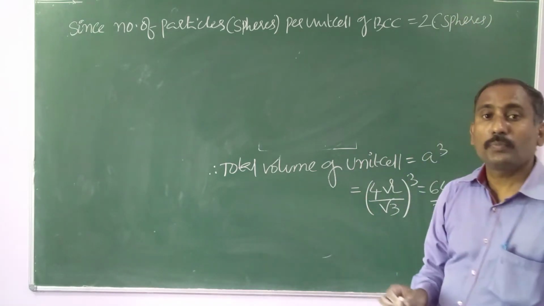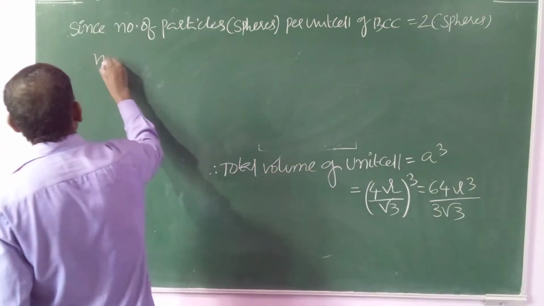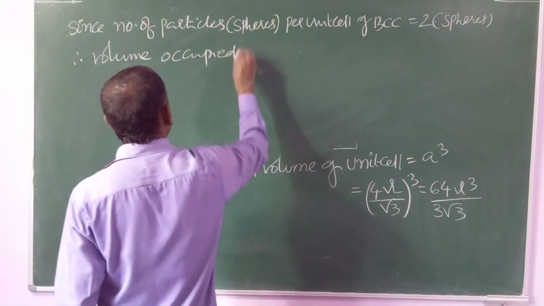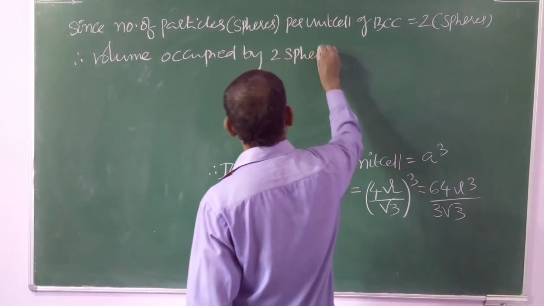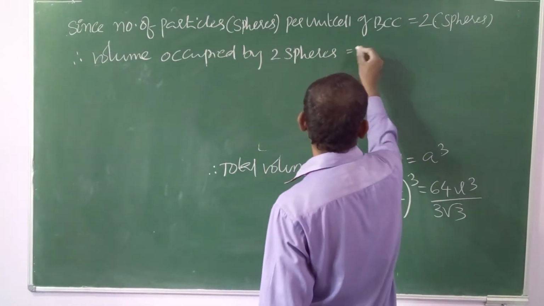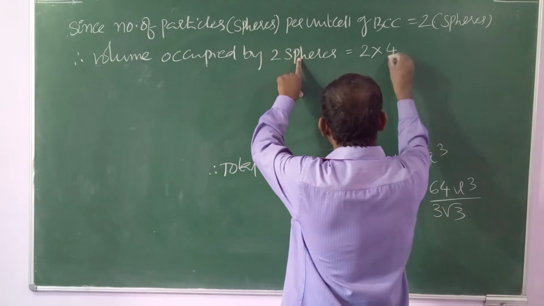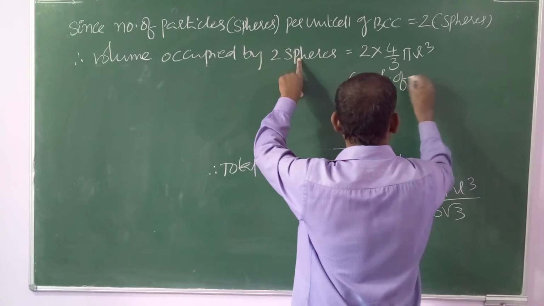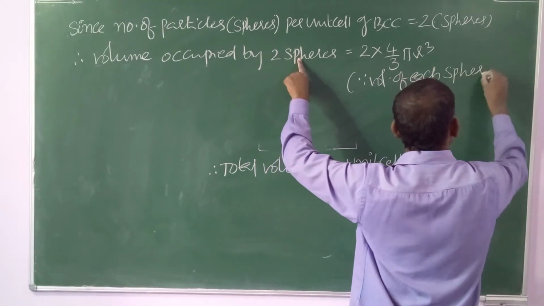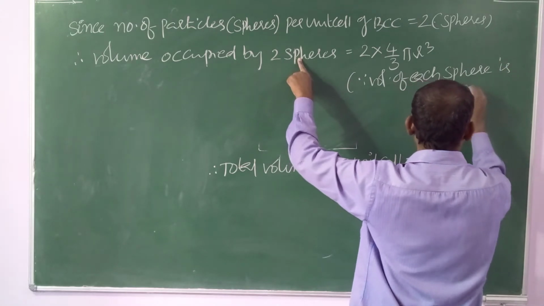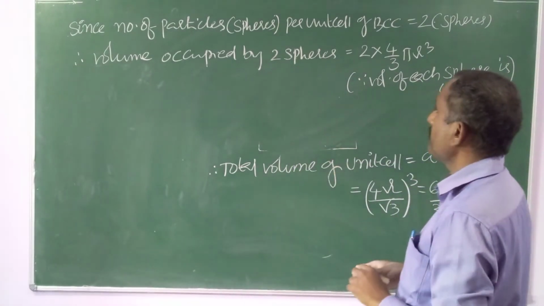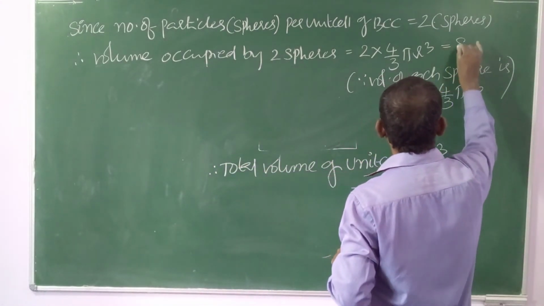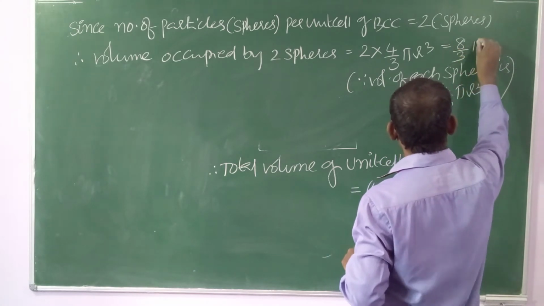Now, these 2 spheres occupy how much volume? Therefore, volume occupied by 2 spheres equals 2 into volume of each sphere. Volume of each sphere is 4 by 3 pi r cube. 2 spheres are there, so 2 into 4 by 3 pi r cube, that equals 2 into 4, 8 by 3 pi r cube.